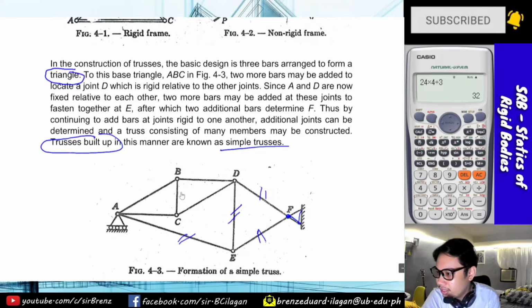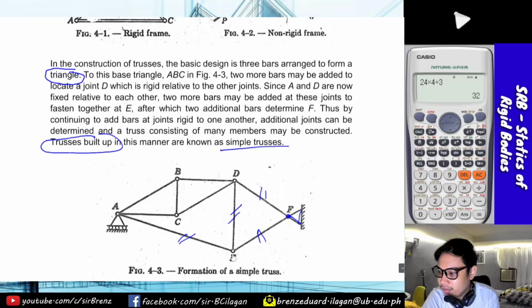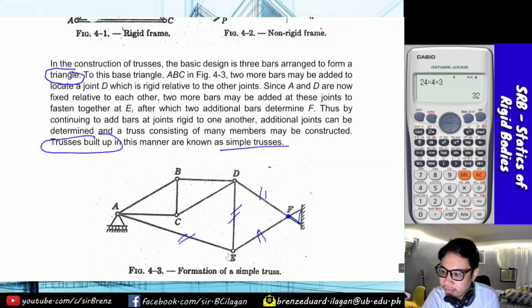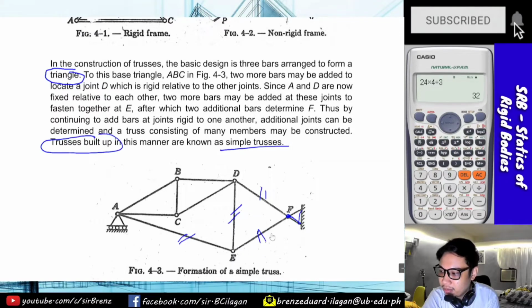So, coming from D, kinonect niya ng 2 member to form joint E. Okay? So, coming from A, papunta kay E, and so on. So, para magkaroon ka ng joint F, nagdagdag ka ng member from D to form the member DF, and member EF, para ma-join dito sa joint F, which is sa F, meron kang hinge support.